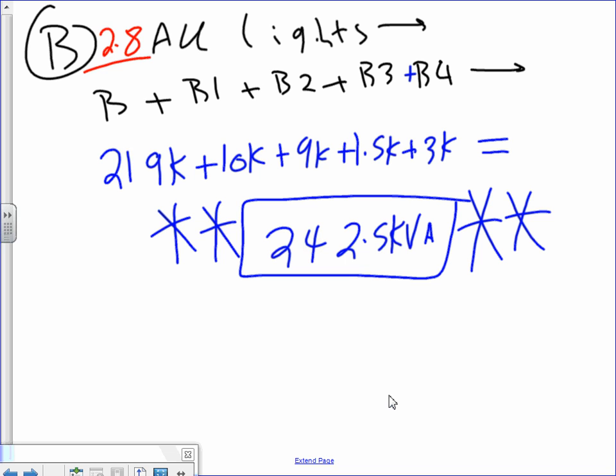Please star it because you're going to see what I'm going to do with it later on. You use this number, Gary, to size two things. What are the two things that use this number to size? Lighting panel and the main panel. Thank you.